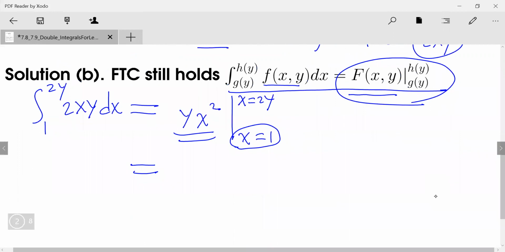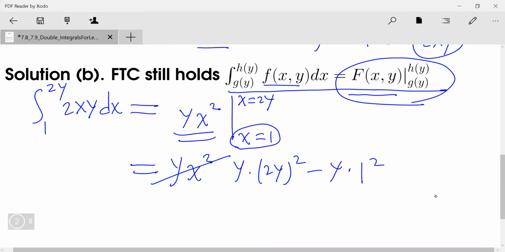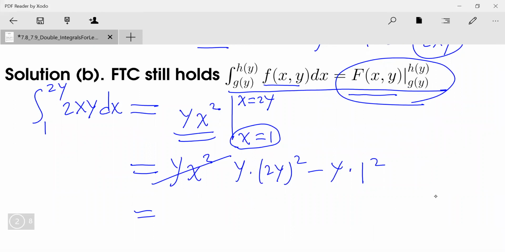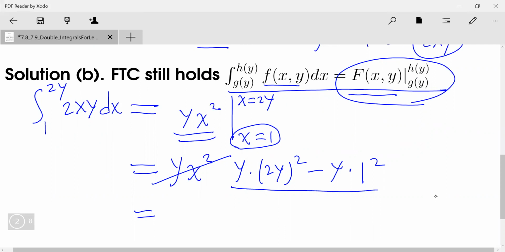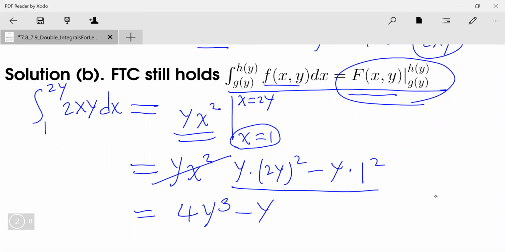So now let's finish this. We evaluate this function at x equal to 2y and x equal to 1, giving y times (2y) squared minus y times 1 squared. We can simplify this to get 4y cubed minus y. So that will be the second integral.